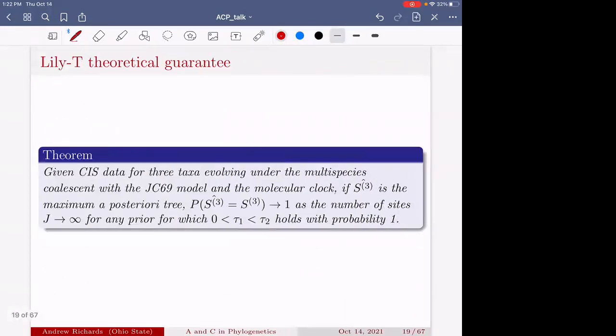So the formal LILY-T theoretical guarantee is that given independent sites, so given coalescent independent sites, for 3 taxa evolving under the multi-species coalescent with the JC69 model and the strict molecular clock, the probability that the inferred tree equals the actual tree goes to 1 as the number of sites goes to infinity, for any prior that gives you a bifurcating tree. So as long as you say tau 1 is strictly greater than 0 and tau 2 is strictly greater than tau 1, that'll hold.